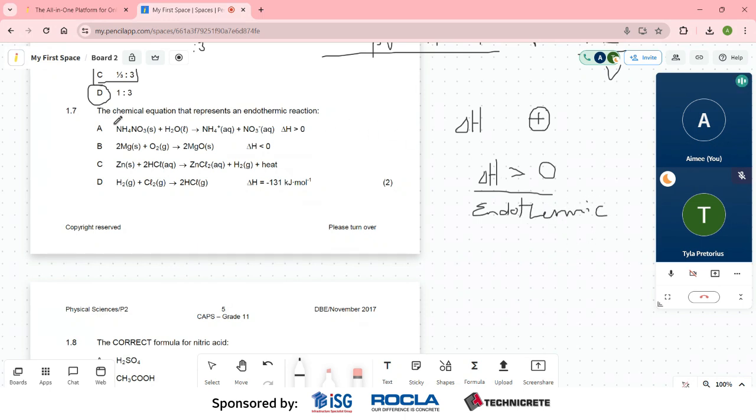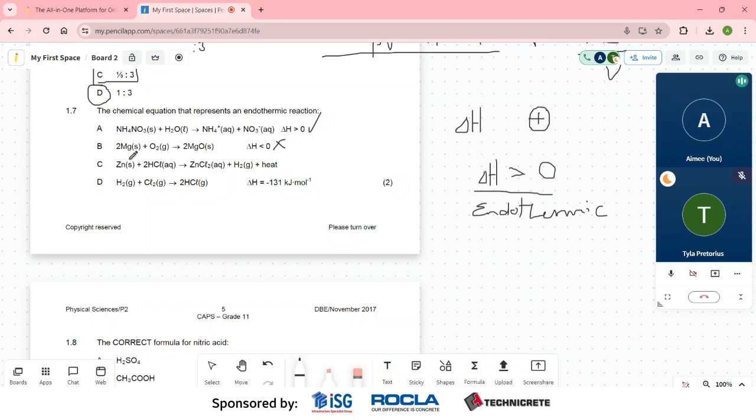So we say, okay, A, change in H is larger than 0, so that is an endothermic reaction. Okay, here we've got change in H is smaller than 0, which means this is an exothermic reaction, because if change in H must be positive for an endothermic reaction, it means that change in H needs to be negative or smaller than 0 for an exothermic reaction. So it's not this one.